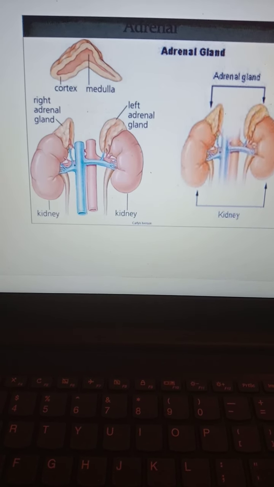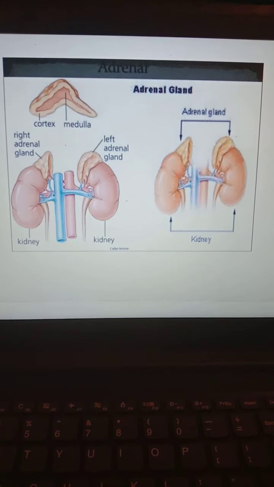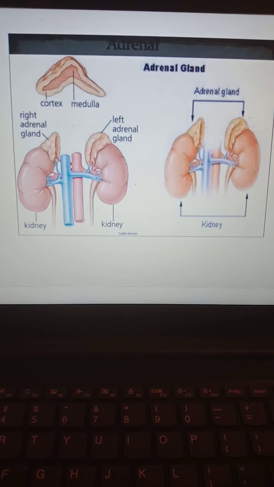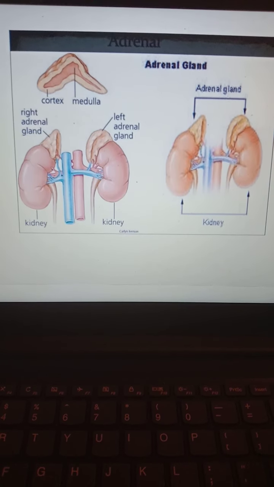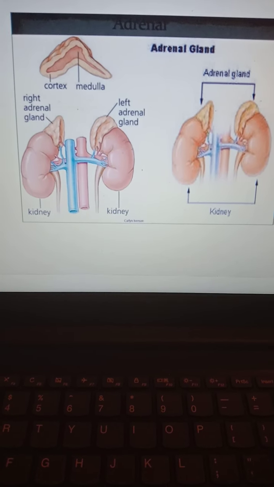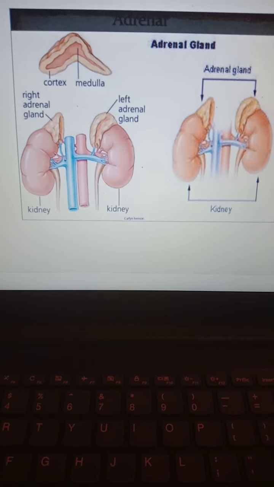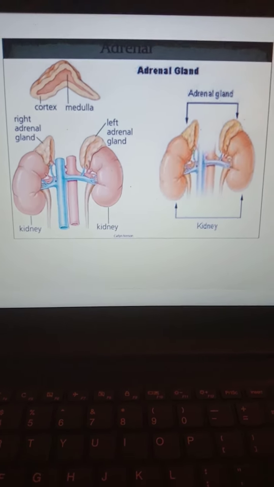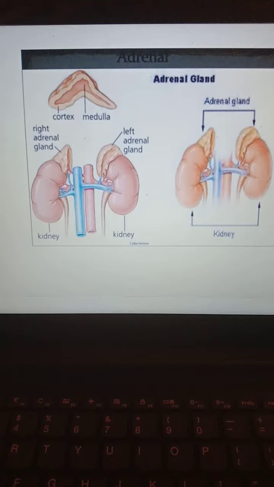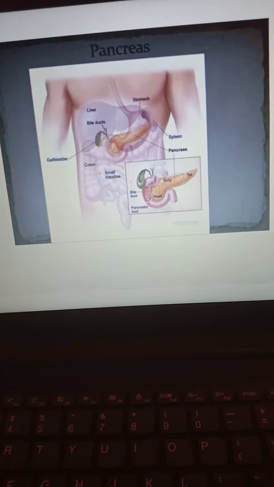It is the outer part of the adrenal gland and it is divided into three parts: the outer layer zona glomerulosa, the middle layer zona fasciculata, and the inner zona reticularis. Zona glomerulosa is the site of biosynthesis of mineralocorticoids, which are responsible for electrolyte and water balance. Second, zona fasciculata is associated with the production of glucocorticoids and is involved in the synthesis of glucose from amino acids and fatty acids. And zona reticularis is associated with the production of sex hormones. So this is about the adrenal gland.